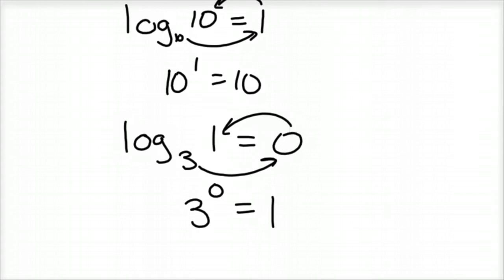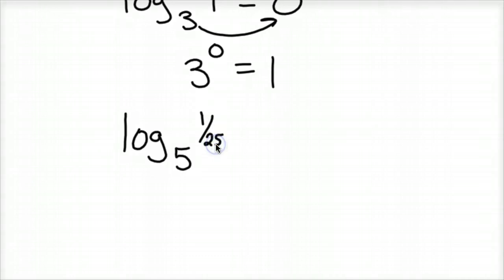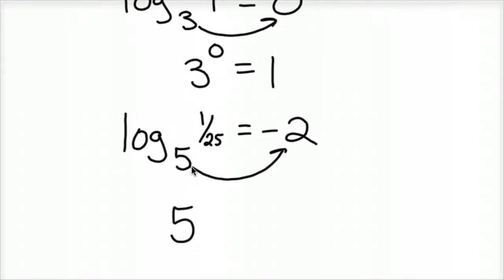One last example. Let me extend the page a little here. Let's do one with a negative exponent. Log base 5 of 1/25 equals negative 2. If you want to practice this, stop the video and see if you've got this figured out. Here you go. 5 to the negative 2 power equals 1/25.